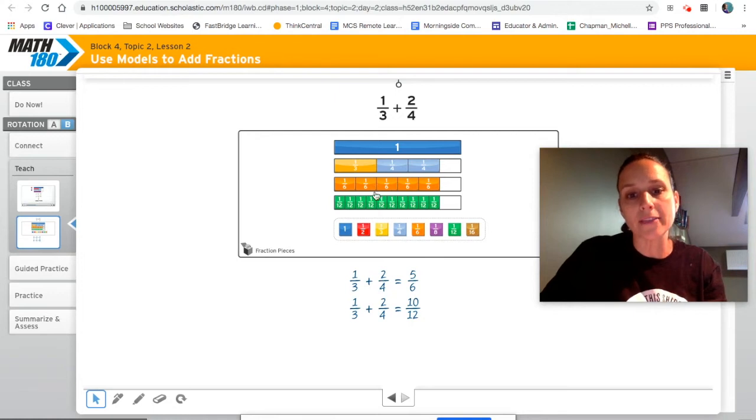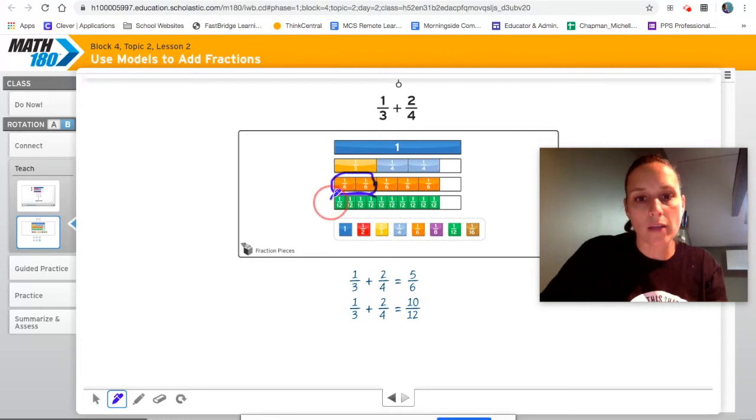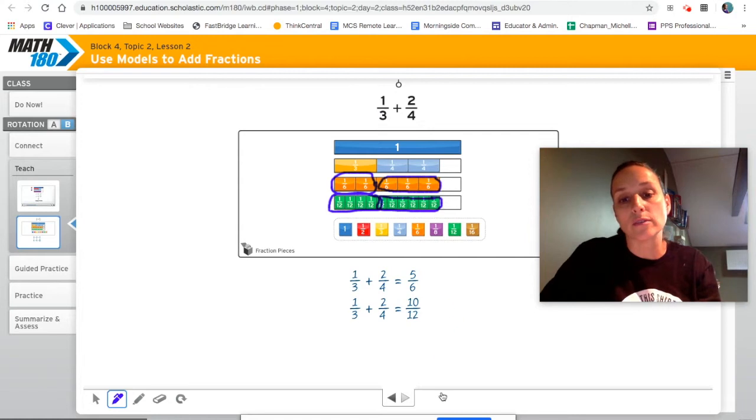Again, we're looking at the value of these pieces. So these pieces here have an equivalence to 1/3. These same 4/12 have an equivalence to 1/3. These pieces over here, these 3/6, have an equivalence to 2/4. And these 6/12 have an equivalence to 2/4, which allows us to see.